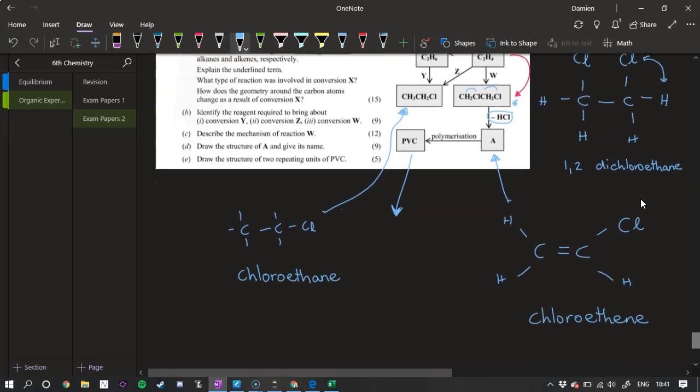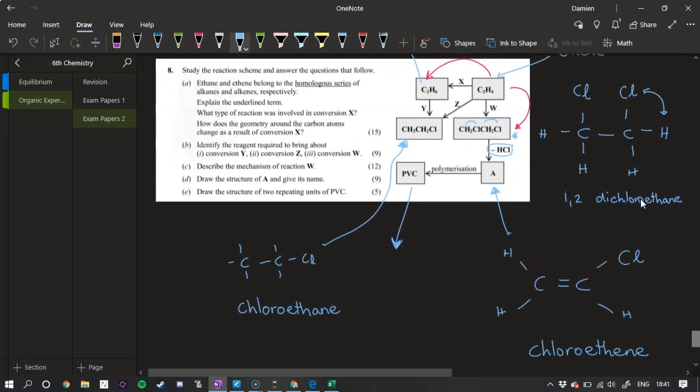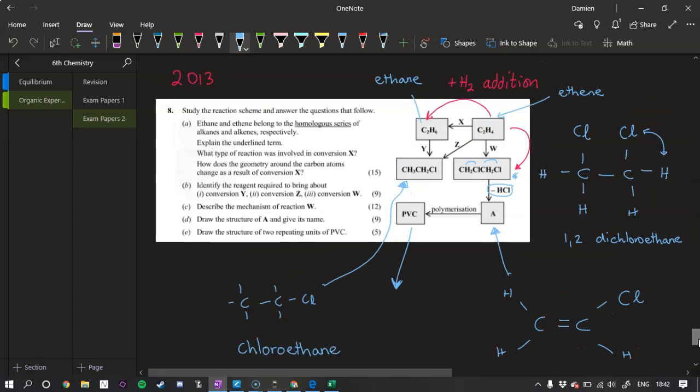Once you have those, then it makes it a little bit easier maybe to answer the questions. So let's have a look at the questions. So 8a, ethane and ethene belong to a homologous series, alkanes and alkenes. Explain the underlying term. So a homologous series is straight out of question 6s as well. A homologous series is just any family of organic compounds that have a general formula, like CnH2n or CnH2n plus 2. And that's it. They have a general formula. There's nothing else needed for that.